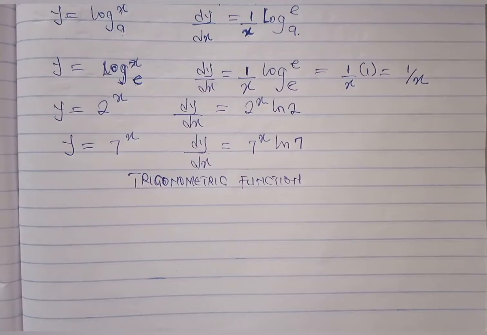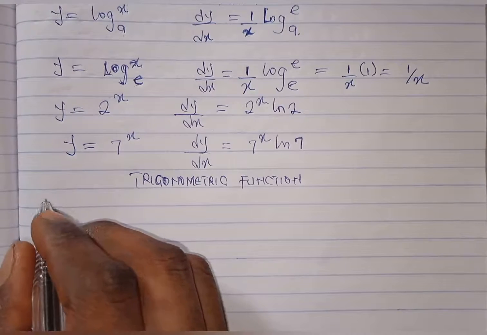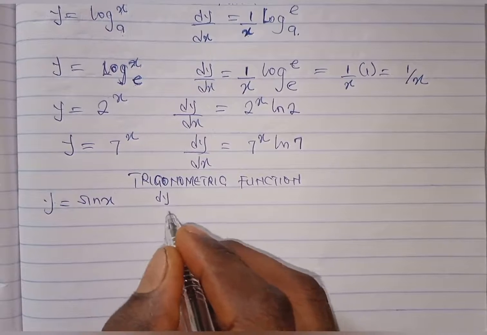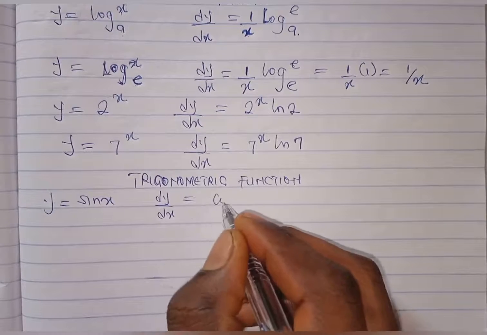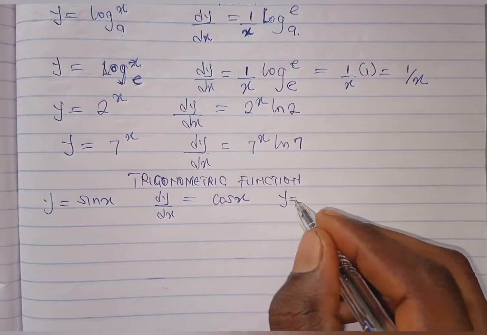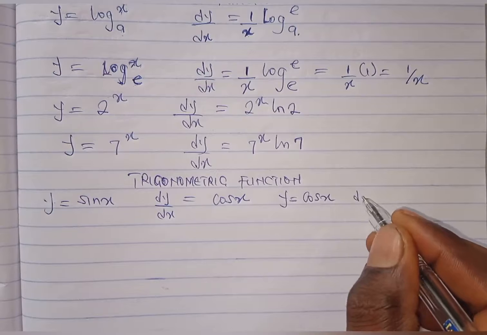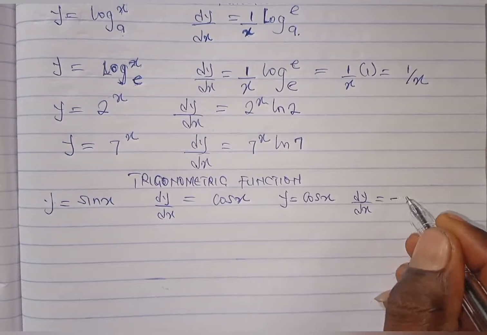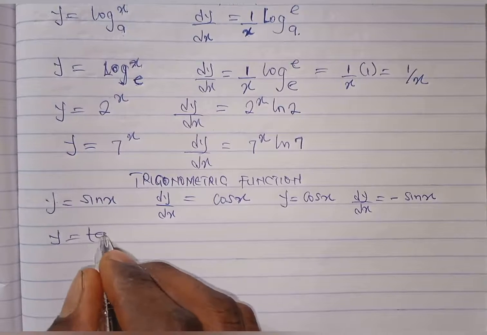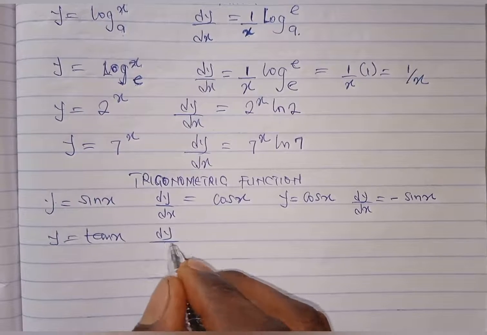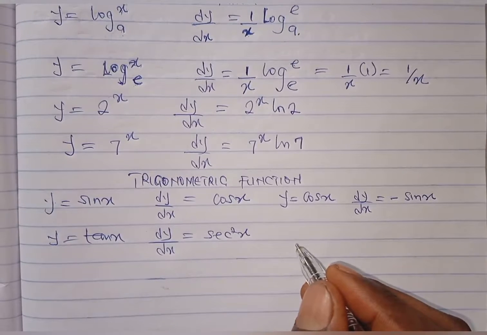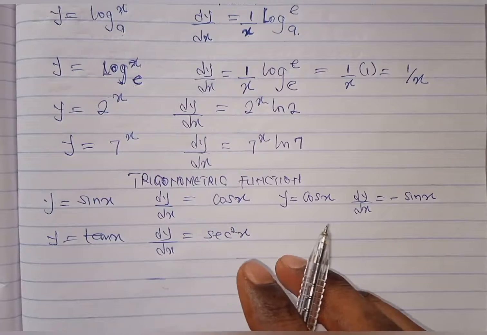For the trigonometric function, if you have y is equal to sine x, what you simply need to do is, the derivative of sine x is equal to cos x. And if you have y is equal to cos x, then the derivative of cos x is negative sine x. And if you have y is equal to tan x, then the derivative of tan x is equal to sec square x. So that is for the trigonometric function.